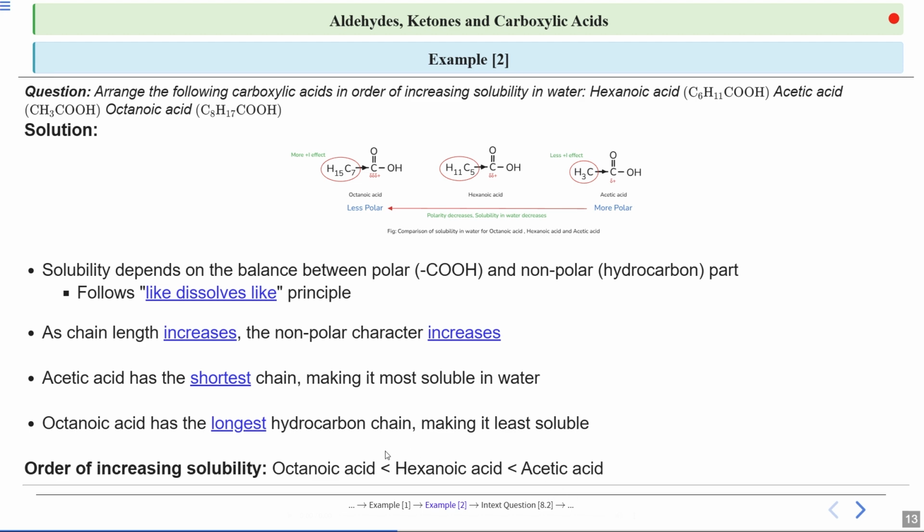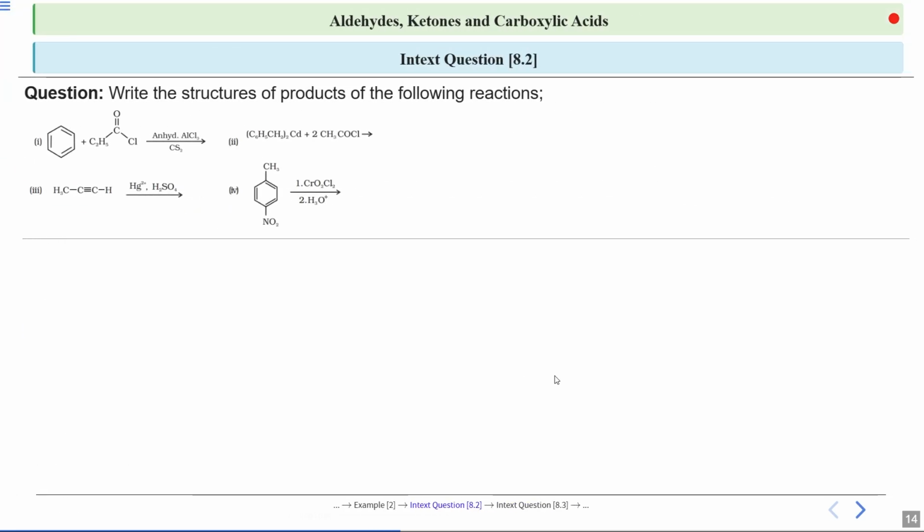This order reflects the balance between the polar and non-polar parts of each molecule. I hope this question is clear to you. Moving forward, you have to write the structures of the products of the following reactions. These reactions are given to you. You have to write the structures of their products. I'll give you some time to think, take 30 seconds, and then we will discuss.